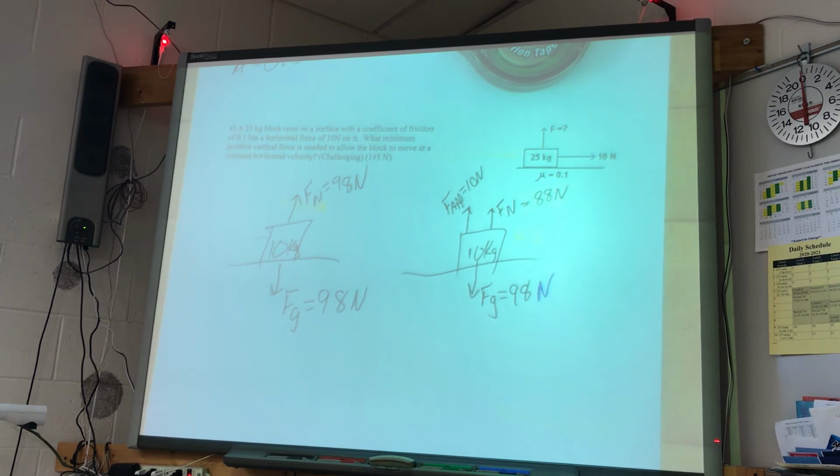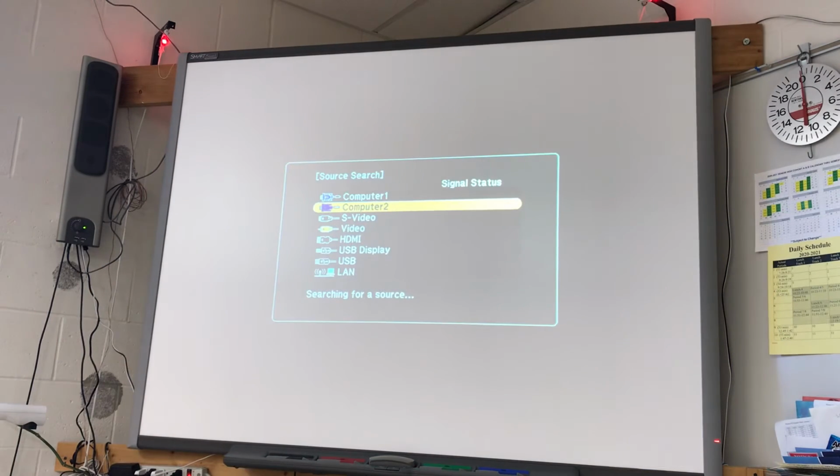The point I want to make is it is possible to have a normal force that doesn't equal your gravitational force. We've kind of gotten in that habit, I think. But with the few minutes that remain, I do want to wrap up this pulley lab.